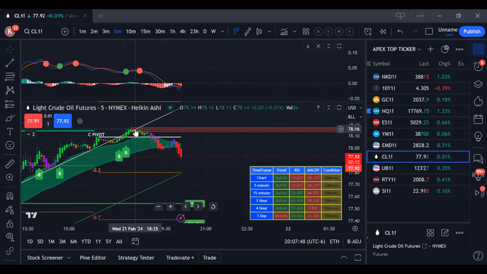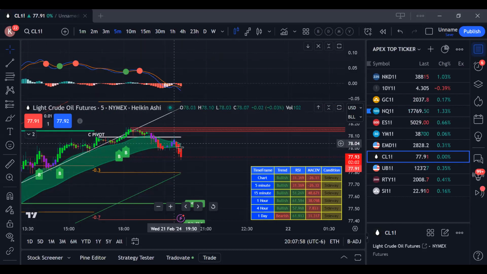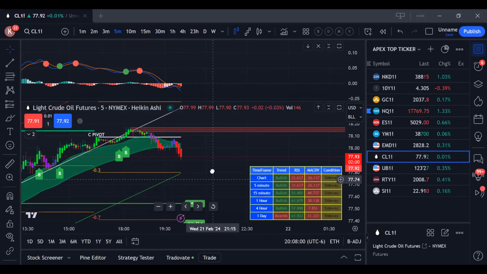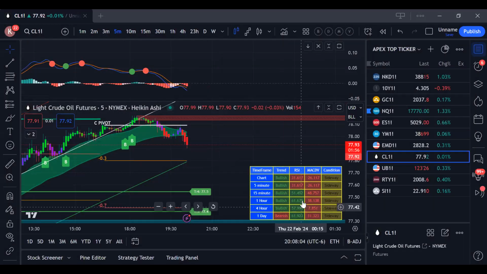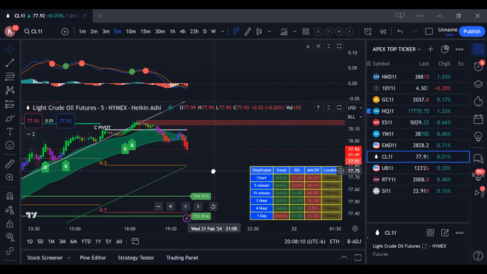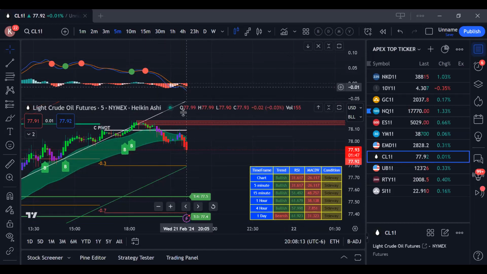Right, it went and touched the resistance and it is dropping below the cloud. You have a red signal here, that means this is sell. This is below the cloud, that means this is sell. Only right here you have RSI is red. That means this is also sell. So there is a high possibility for it to drop.